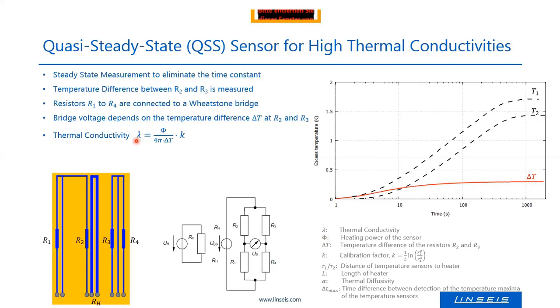So lambda is directly proportional to the heat energy divided by delta T, and the rest is a constant factor. This method is very suitable for good conductors. Practically, the whole range of materials can be measured. It goes up to copper and even further.